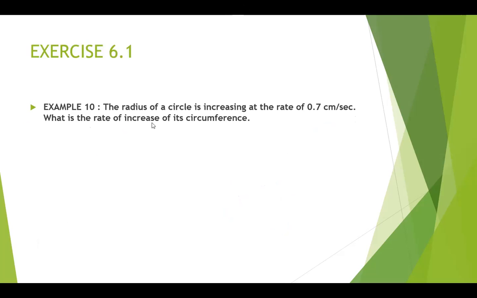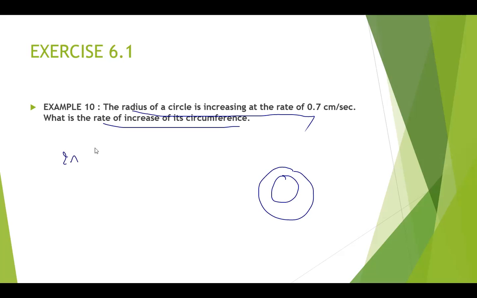Now, I'll consider one more last example of this video. The radius of a circle is increasing at the rate of 0.7 centimeters per second. What is the rate of increase of its circumference, they asked. So far we have seen the area. Now we have the circumference. Circumference of a circle is given by the formula 2 pi r, isn't it?